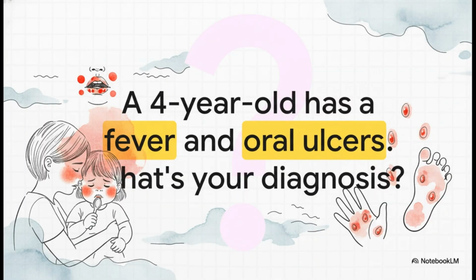Okay, picture this. You're in the clinic. A parent walks in with their 4-year-old who's got a fever, is refusing to eat because their mouth is just killing them, and when you take a look, you see ulcers all over. This is such a classic scenario. So what's the first thing that pops into your head? What's on your differential diagnosis list? This is exactly where our detective work begins.